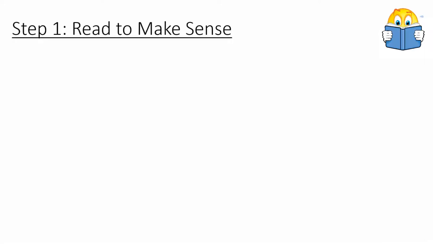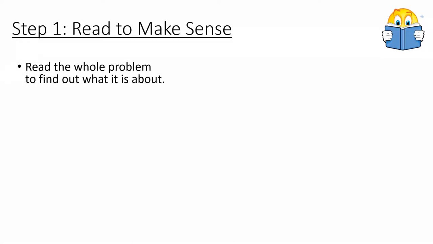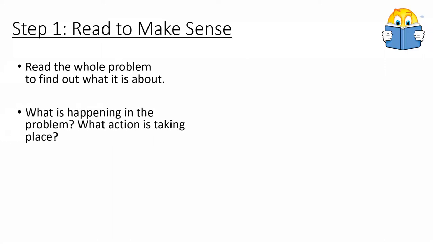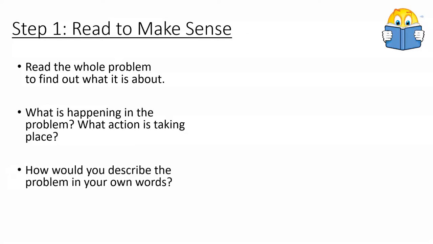Today, we are going to use the three reads strategy to help us solve a story problem. Step one in the three reads process is read to make sense. This first time that we are reading the story problem, our goal is to find out what the story is about. As we read this time, we need to be thinking about and visualizing what is happening in the story. We should be asking ourselves, what action is taking place in this story? We should think about how we can describe or retell this story in our own words. Finally, we should be thinking about things that we wonder. Maybe there are some questions we have about the story.